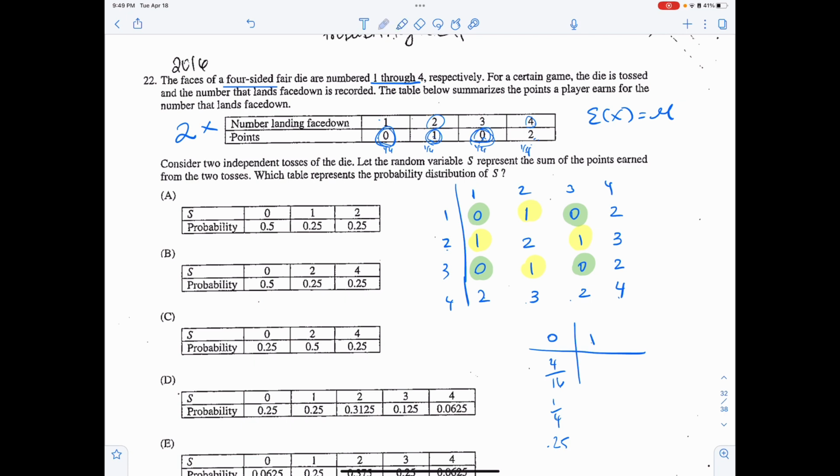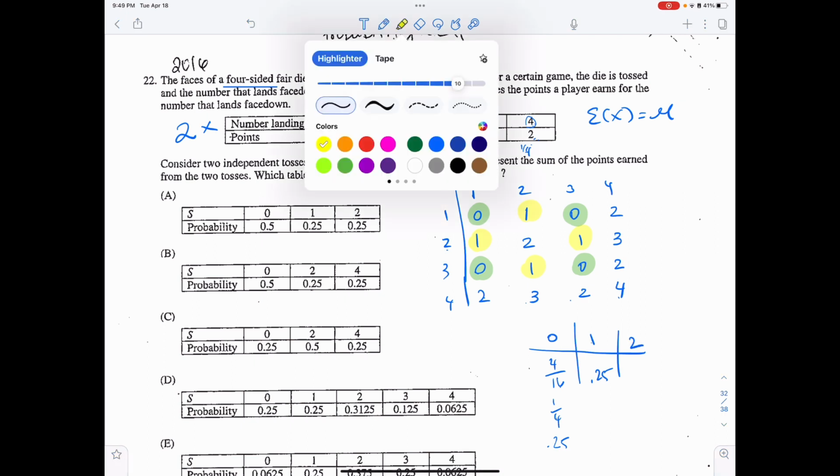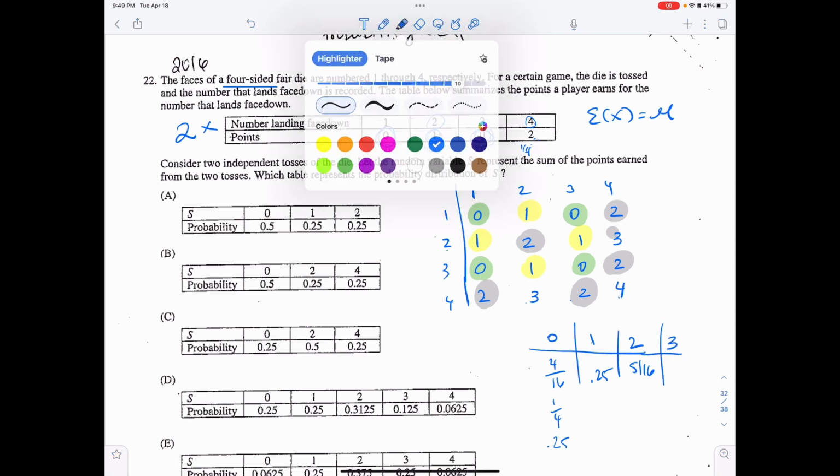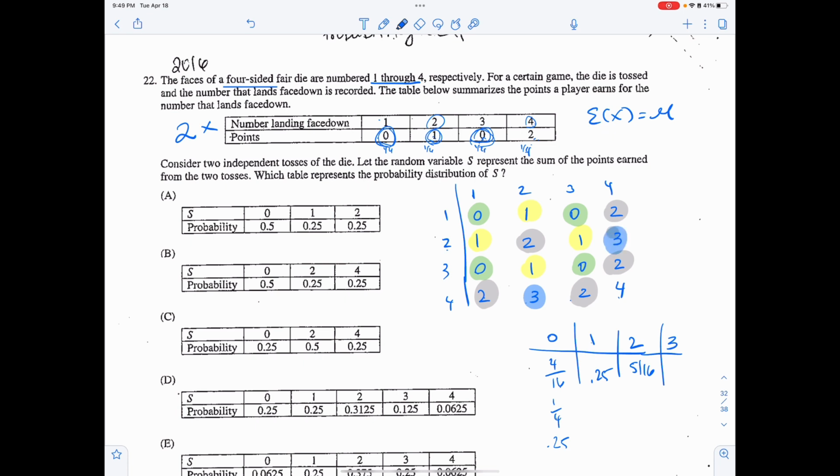So a probability of getting a 1 is also 0.25. The probability of getting a 2 is going to be 1, 2, 3, 4, 5, so 5 out of 16. The probability of getting a 3 is going to be 1, 2 out of 16, or 1/8. And the probability of getting a 4, obviously, is 1 out of 16.